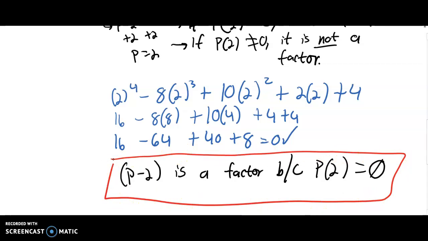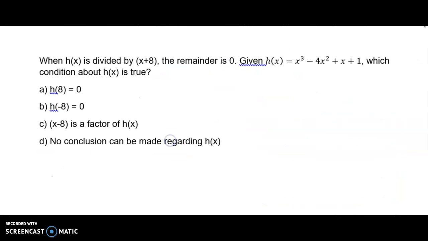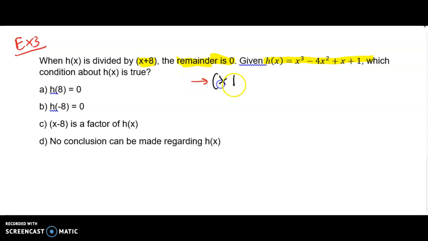Okay, we just have one more quick example today. Make sure you pause and write the original problem. When h of x is divided by x plus 8, the remainder is 0. Given that h of x equals this, which condition about h of x is true? So first off, we know a lot of things. Since the remainder is 0, x plus 8 is a factor.